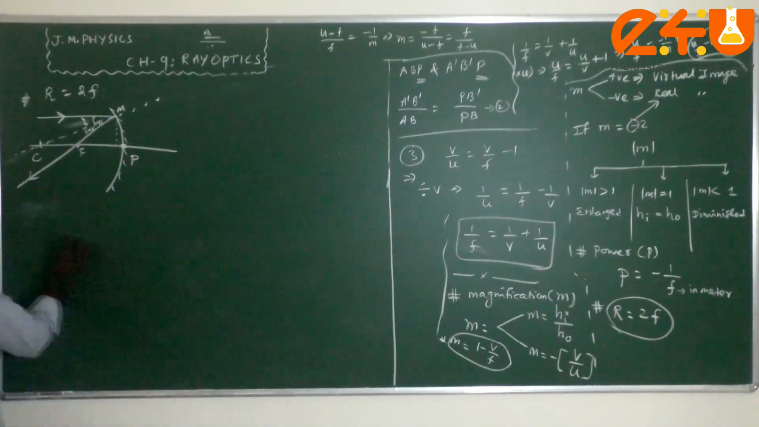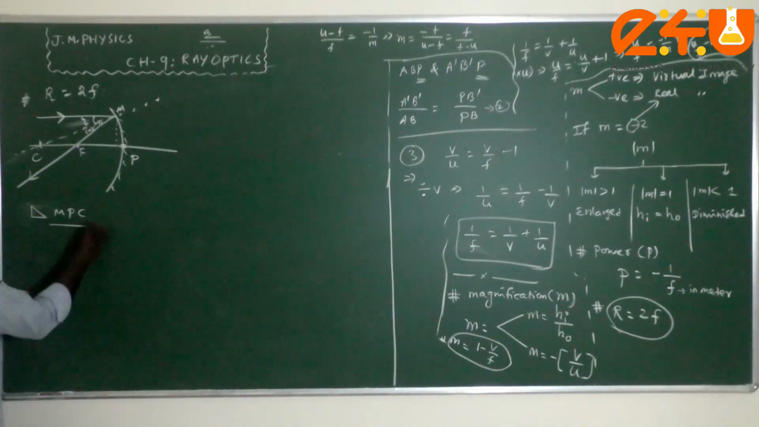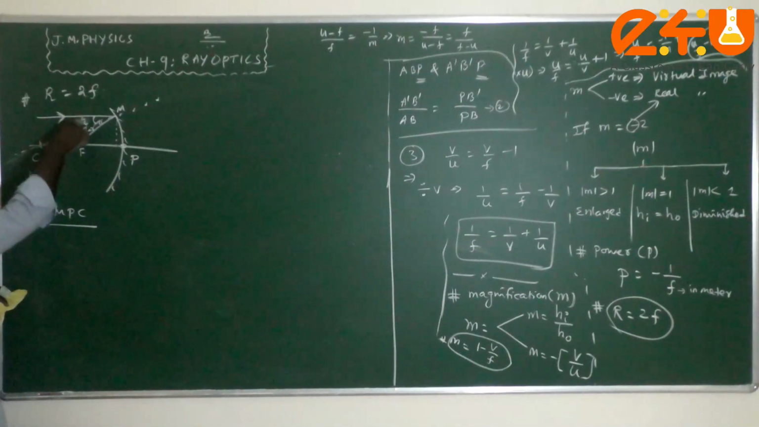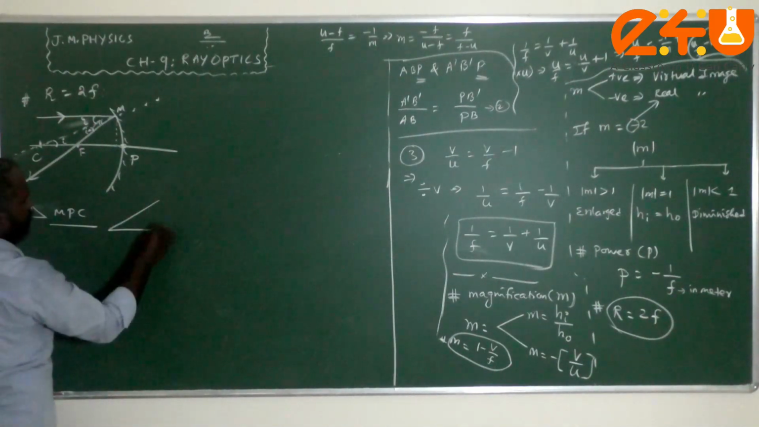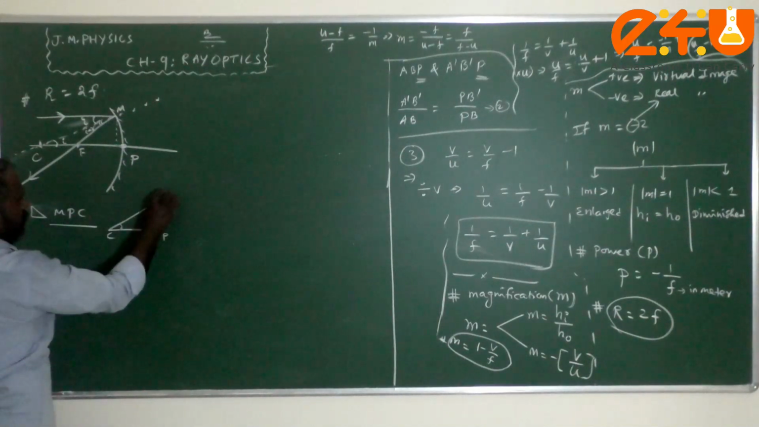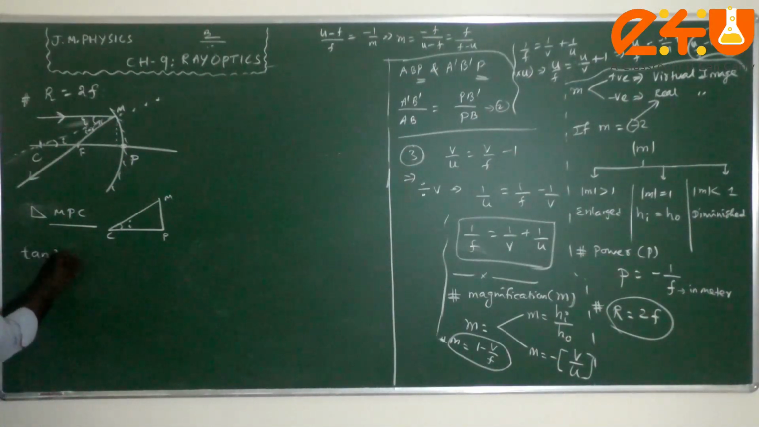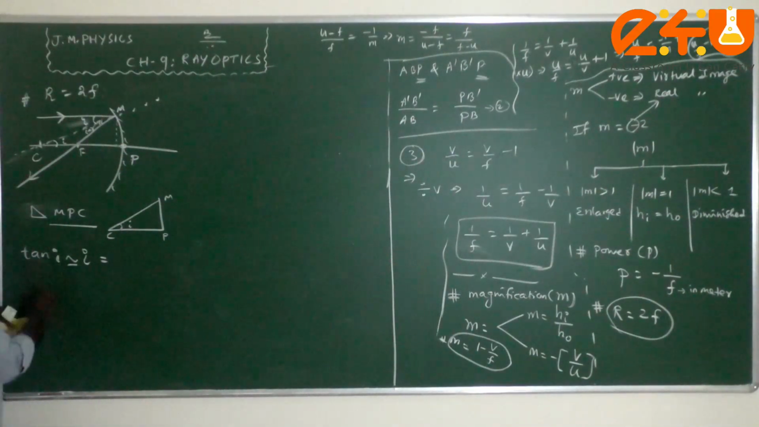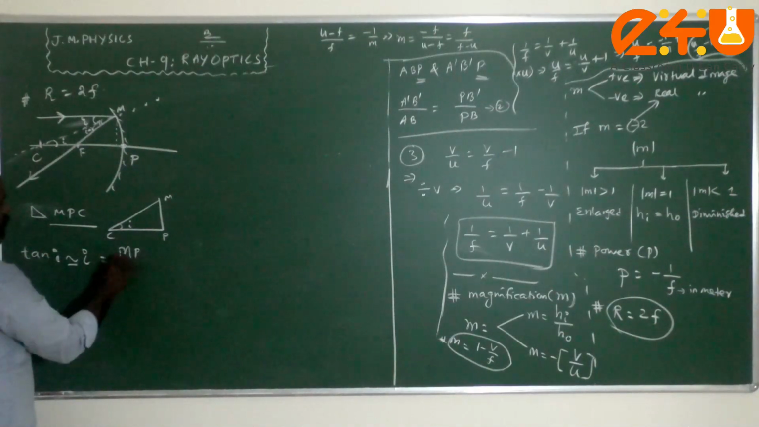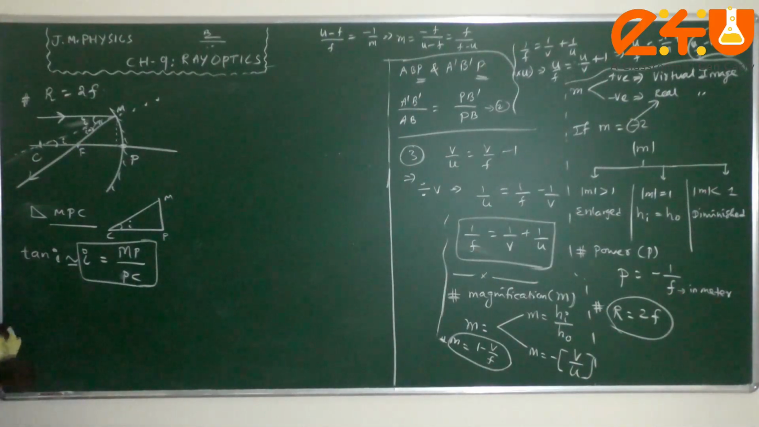Or I can redraw the diagram for your better understanding. For the right angle triangle MPC, this is angle i. This is a vertically opposite angle, so this angle is also i. So this is your right angle triangle with C, P and M, and this angle is i. So tan i is opposite side by adjacent side. For small angles tan theta is approximately equal to theta, therefore this can be written as i, which is equal to opposite, MP, divided by PC. This is the expression for theta or i.